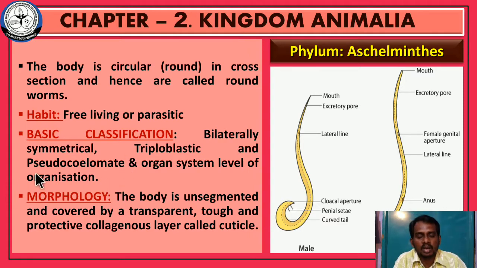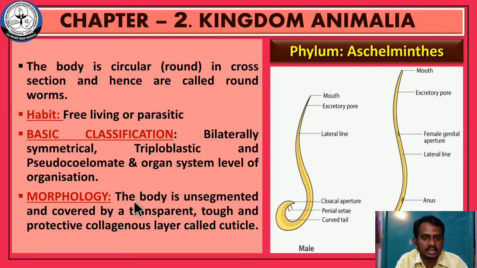Next we move on to morphology. Their body is unsegmented. There is no segmentation. And it is an endoparasite. That means these animals live in the intestine of the human being. So, they need one protective covering to escape from the erosion of the hydrochloric acid. That is the reason the body is covered with the cuticle. The cuticle is a membrane which covers the outer surface of the body.